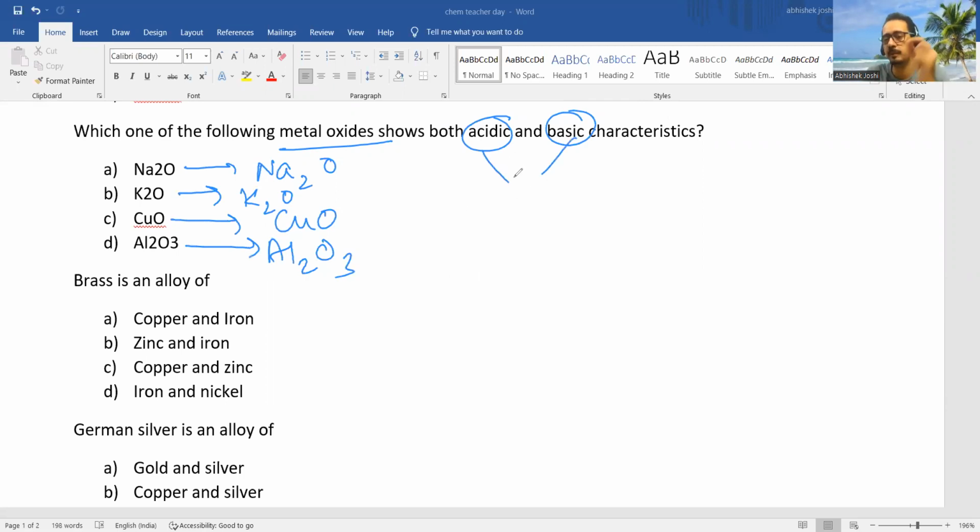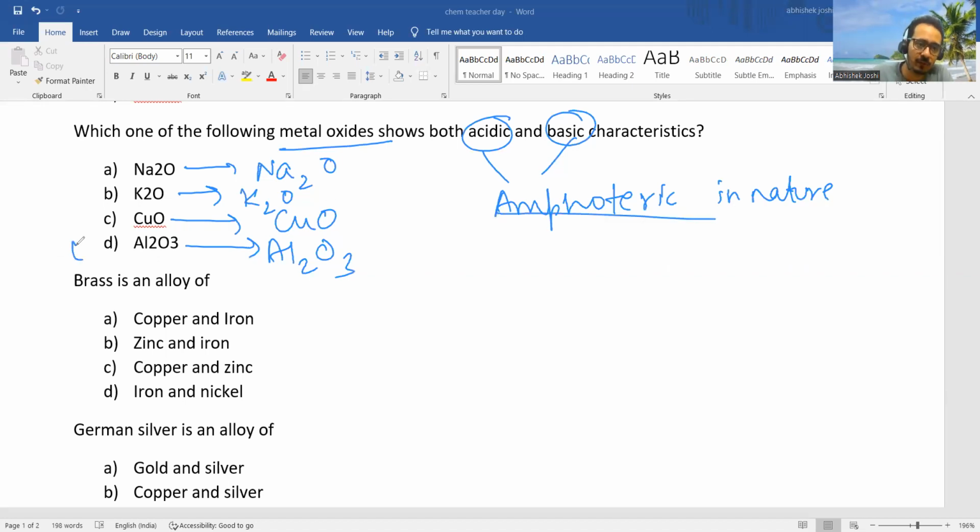Do you know there is a special name we have for these kinds of compounds? These are known as amphoteric in nature. Sorry for the handwriting, guys. These are amphoteric in nature, which shows both acidic and basic characteristics. So we have aluminium oxide as an amphoteric compound.